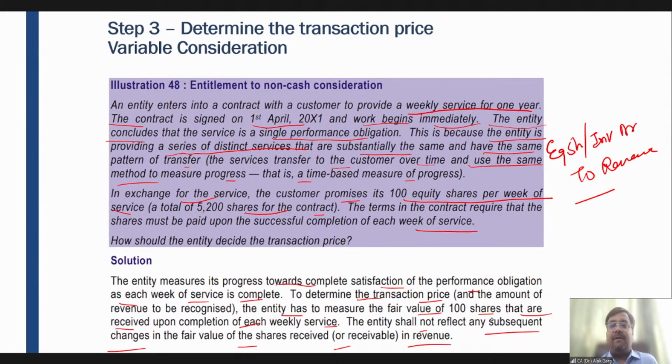Then we have discussed step number 3, which is determination of transaction price. What is the transaction price? Transaction price is the expected amount which is going to be collected by the entity in exchange for goods and services, and it excludes taxes or anything which is collected on behalf of third parties, right? Then we have discussed, friends.